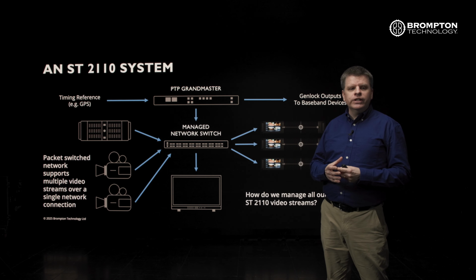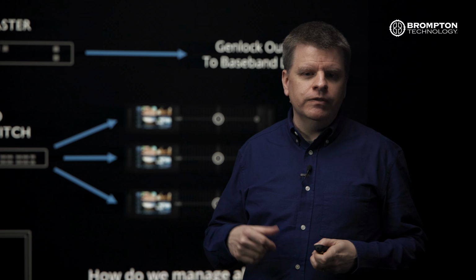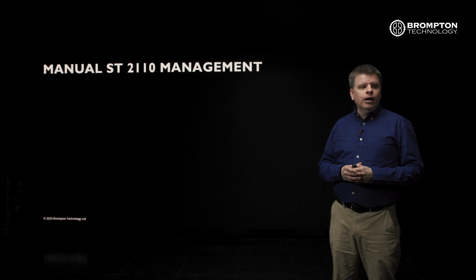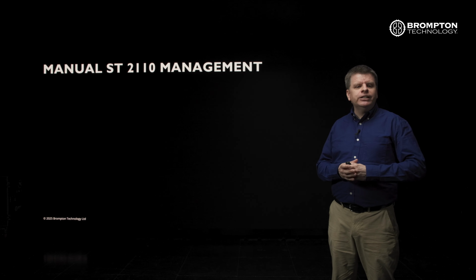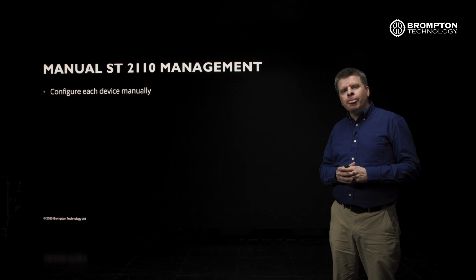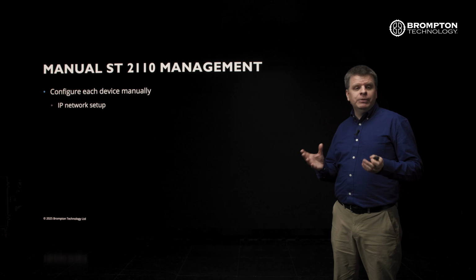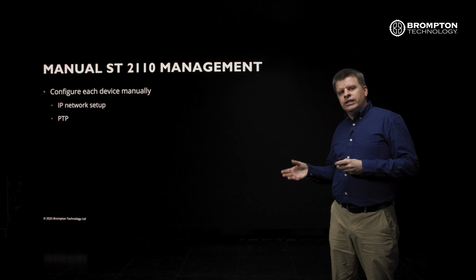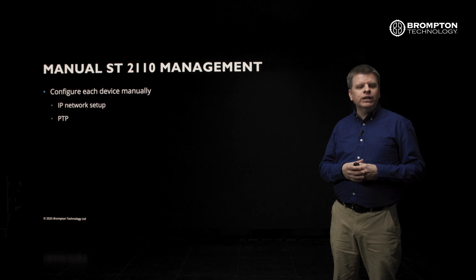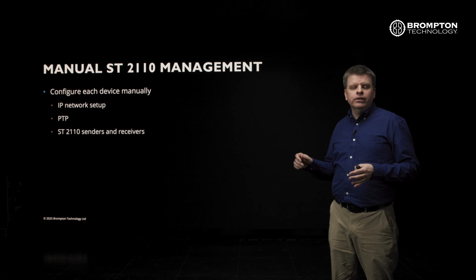How do we manage all of this? How do we make sure that the right video stream is getting to the right receiver? Well, there's a few ways that we could go about this, starting with setting all this up manually. And that's a possibility. You can go and configure each device manually, but if you want to do that, you're going to need to set up each device's IP settings. You're going to need to configure PTP, not only on the grandmaster, but actually on all of your devices as well.